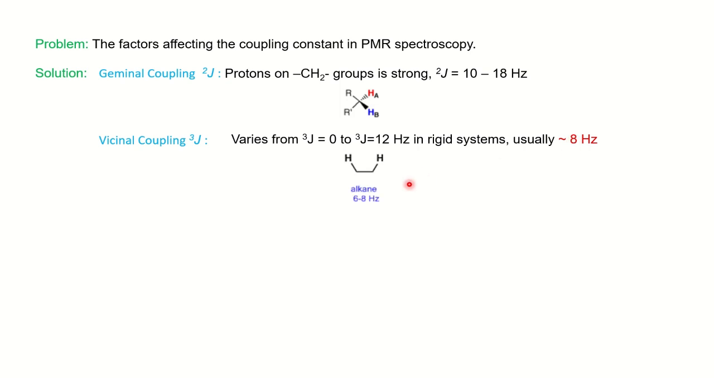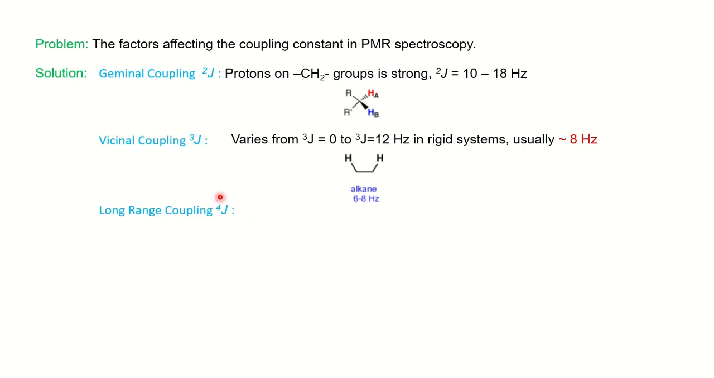But we will see for alkanes, you can notice here this is considered vicinal proton. 1, 2, 3 bonds are involved here. The two carbons are neighboring carbons, and the protons attached to the neighboring carbons are called vicinal protons, having 3 bond distance. The system is alkane and the value will be 6 to 8 hertz for alkanes for vicinal coupling.